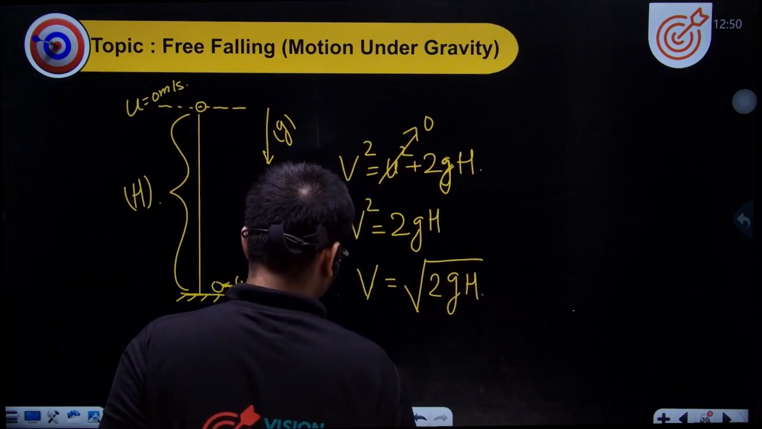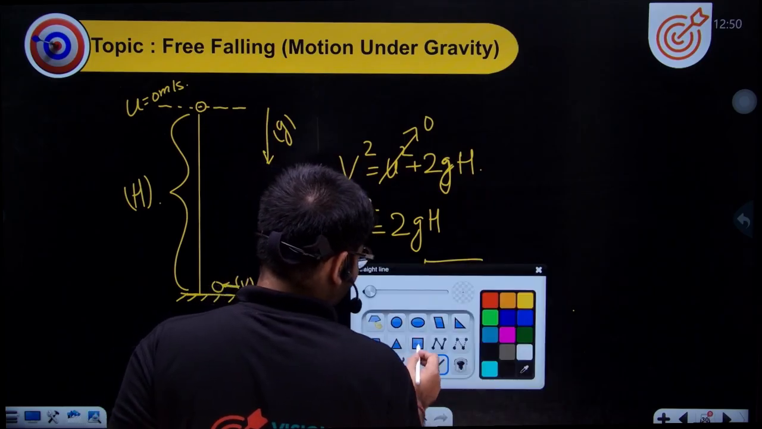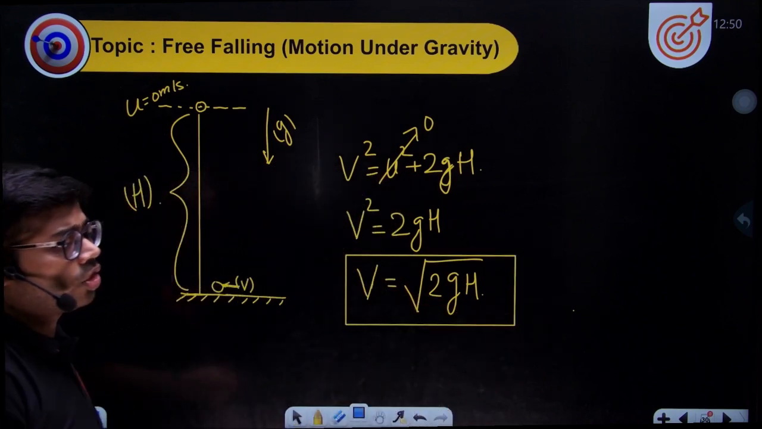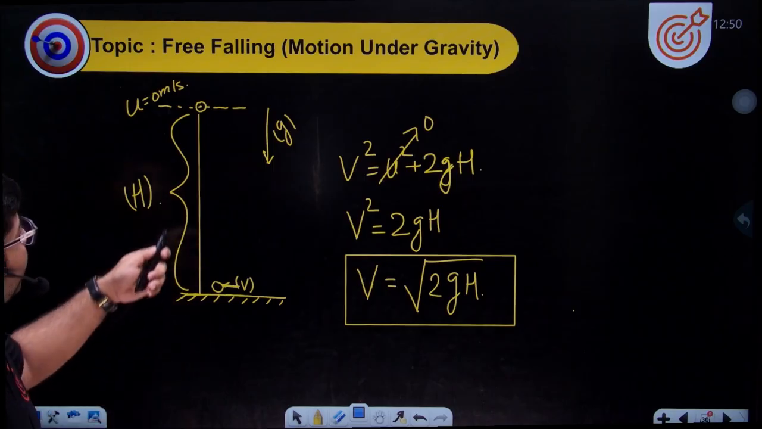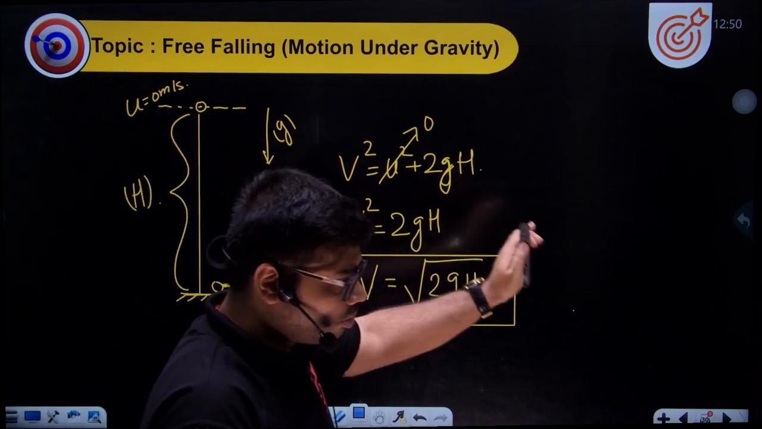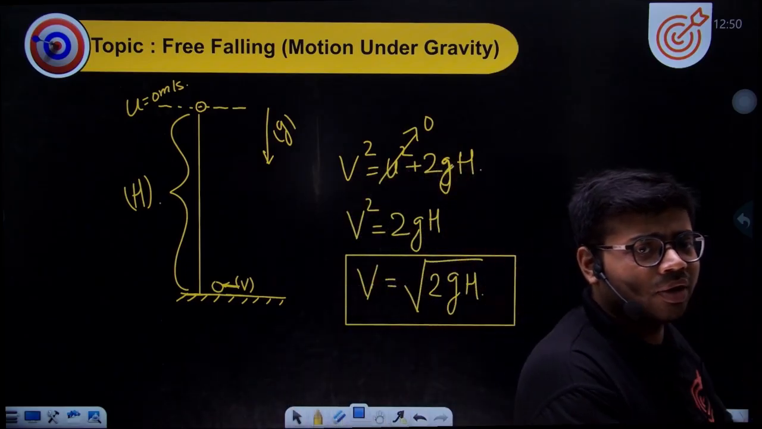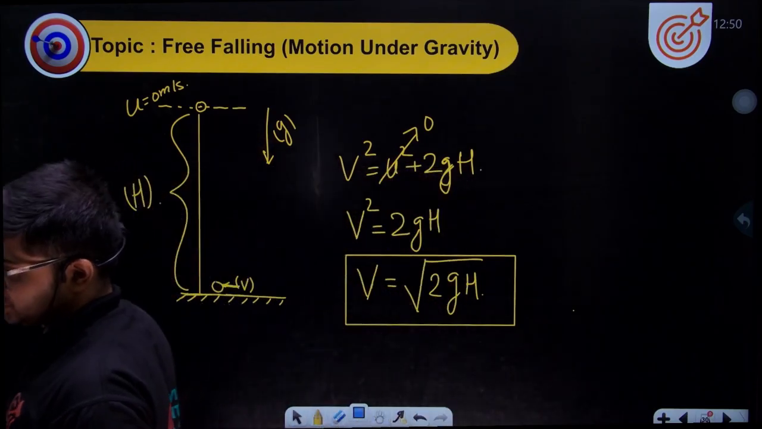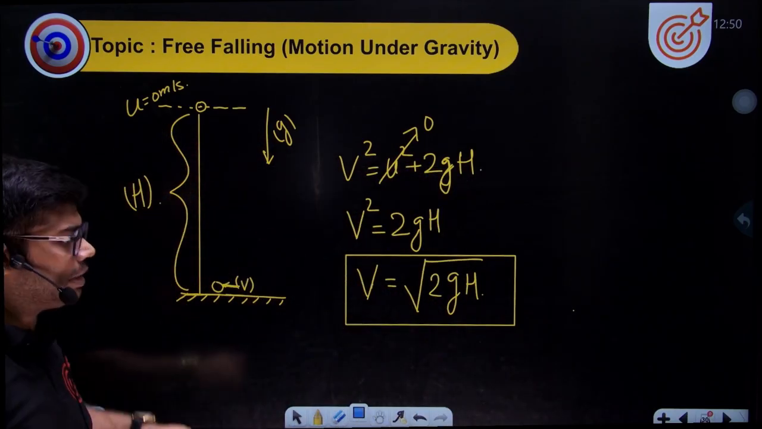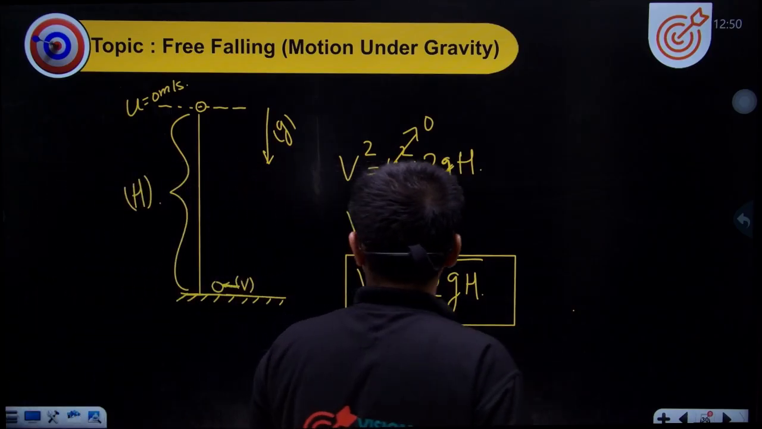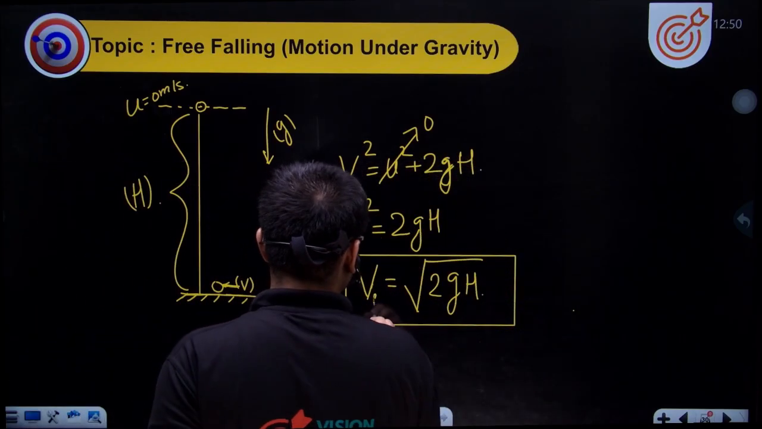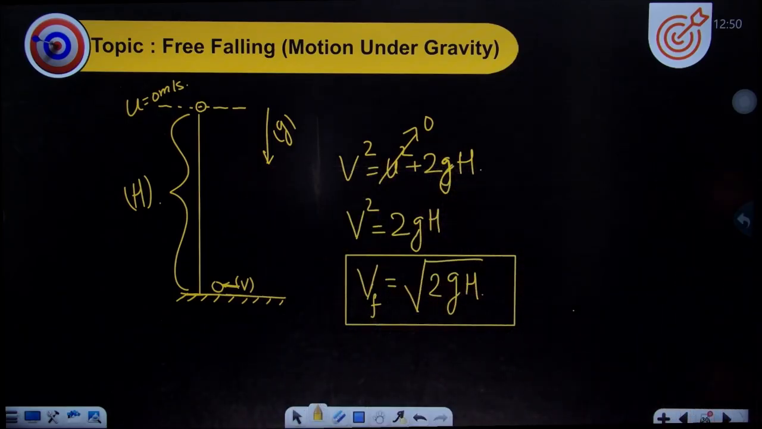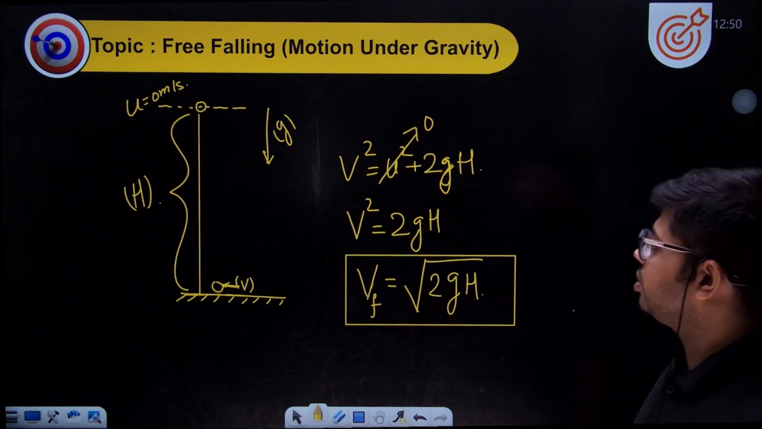So this is a very, very important conclusion that we have come across. When you are throwing something with initial velocity 0 from a height h, then what is going to be the final velocity of it before it strikes the ground? It is always root over 2gh. You please note it down.